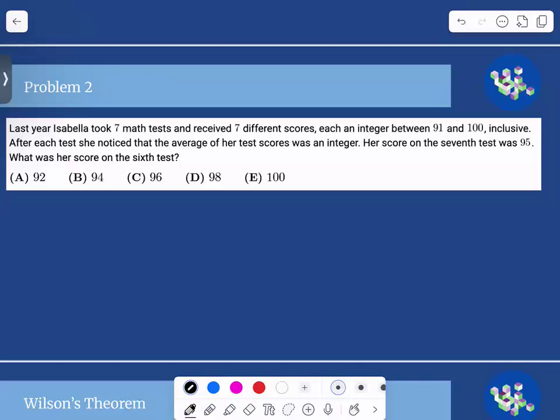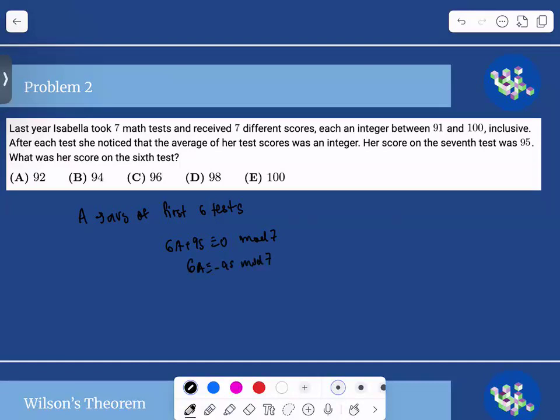Okay, so I'm going to start explaining this. We can first let A be the average of the first 6 tests. Then we know that 6A plus 95 is congruent to 0 mod 7, or is a multiple of 7. And this means that 6A is congruent to negative 95 mod 7.